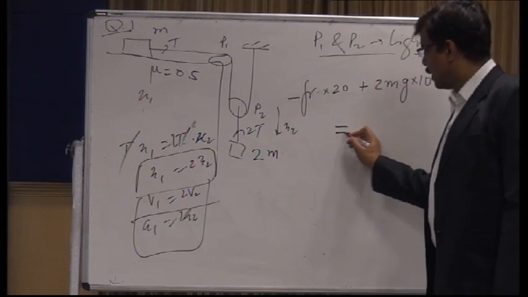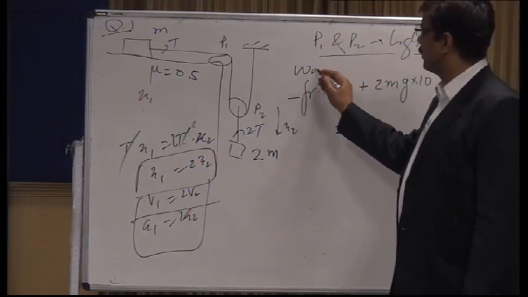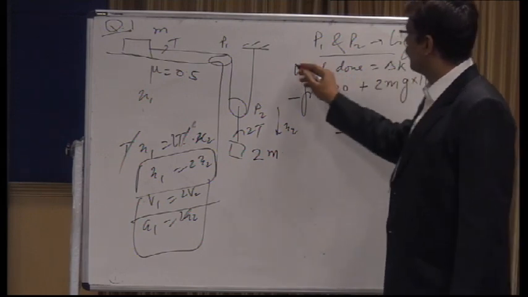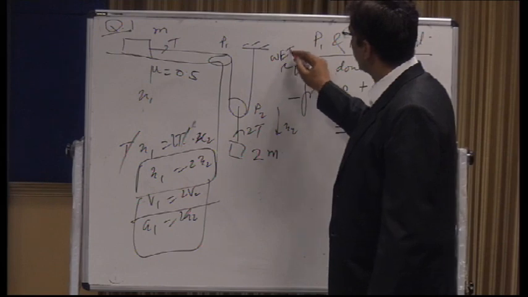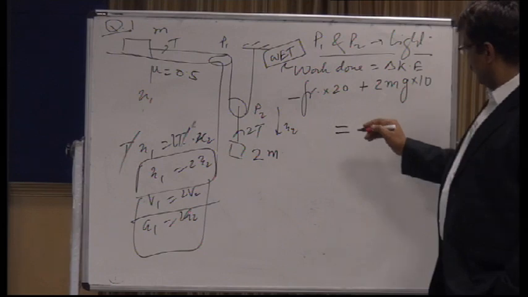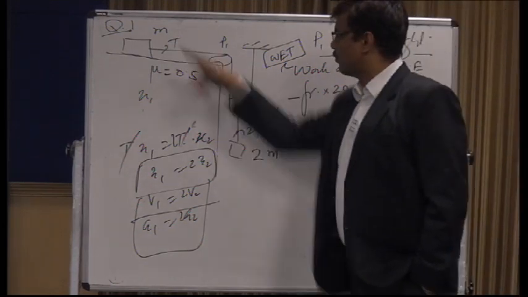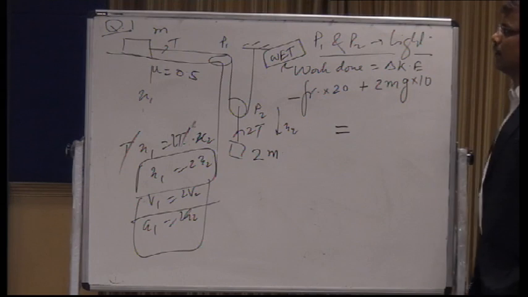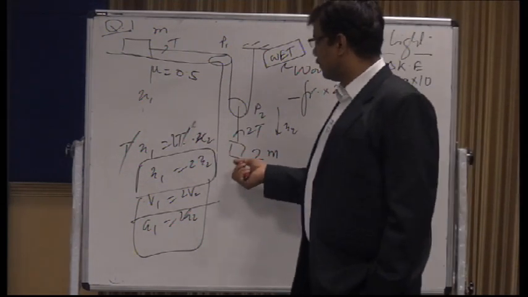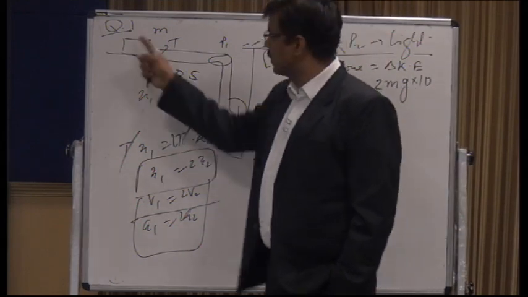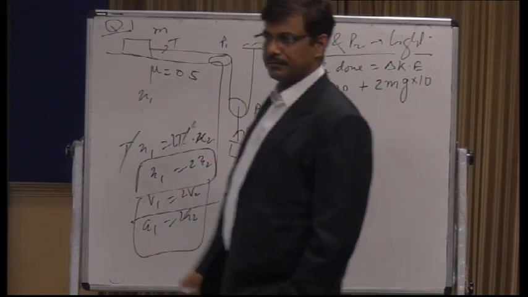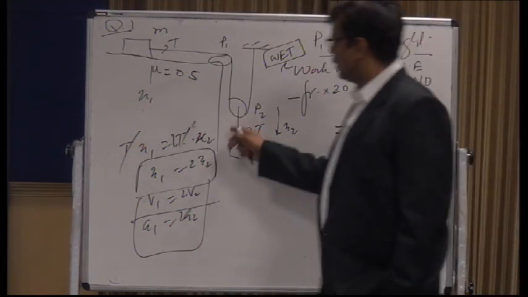is equal to change in kinetic energy. I am writing work done is equal to delta KE, and what is this called? WET, work energy theorem. Note kar lena. So come on now, change in kinetic energy. When we started, what was the velocity? 0. At the time when this is moving with, किसका निकालना है? किसकी वेलोसिटी निकालनी है? इसकी या इसकी? m की. मान लेता हूं इसकी वेलोसिटी v है, ठीक है? इसकी वेलोसिटी कितनी होगी?